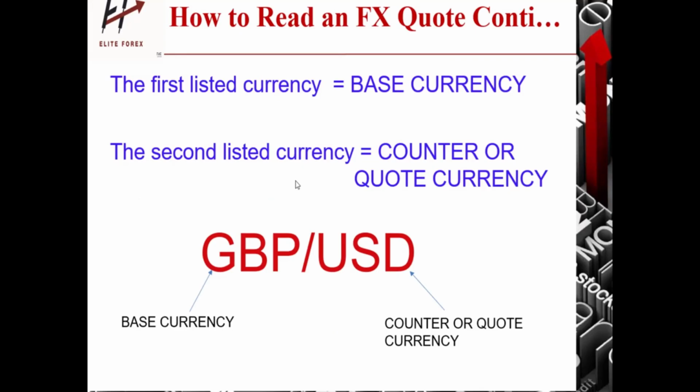I have an example right here. Forex pairs are mostly shown in such a manner. This is GBP/USD, Great Britain pound and the United States dollar. The one on your left-hand side is the base currency, and the one on your right-hand side is called the counter or the quote currency. This is how it is read, and it is one of the very basics of understanding how currency pairs behave.